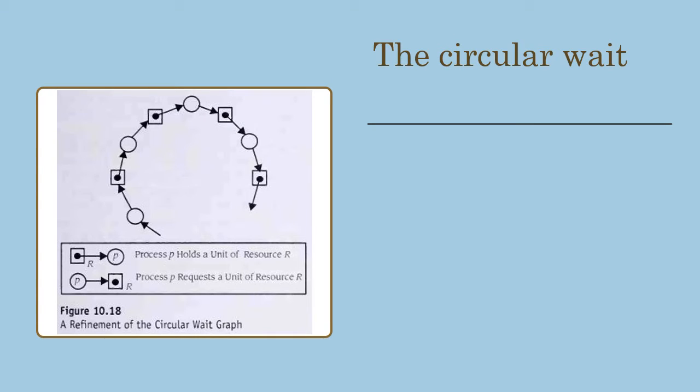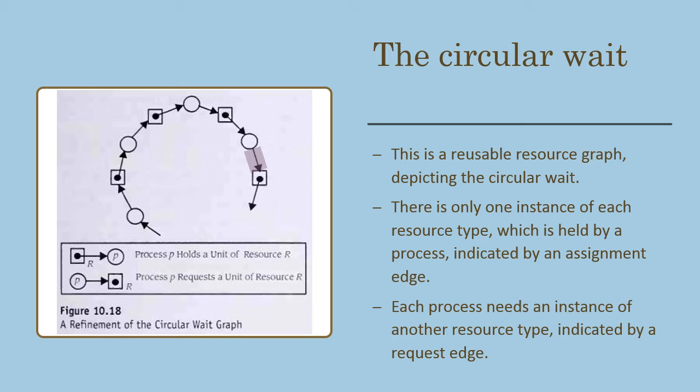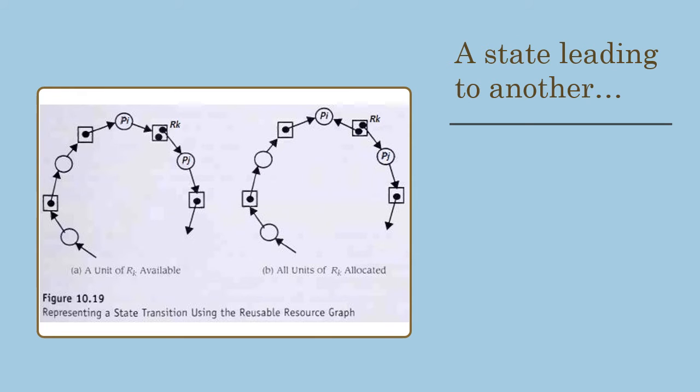The circular wait. This is a reusable resource graph depicting the circular wait. There is only one instance of each resource type, which is held by a process, indicated by an assignment edge. Each process needs an instance of another resource type, indicated by a request edge. A state leading to another.